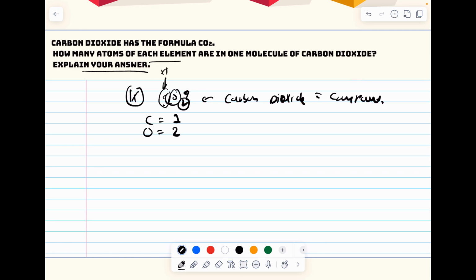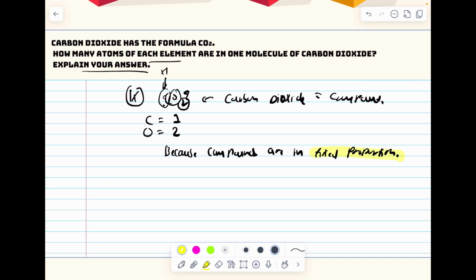And then explain your answer. When you explain your answer, all you need to say is that compounds are in fixed proportion, which goes back to our point before where CO2 is always going to be CO2. Why? Because there's a chemical ratio and it's always going to be that. So yeah, learn this fixed proportion.